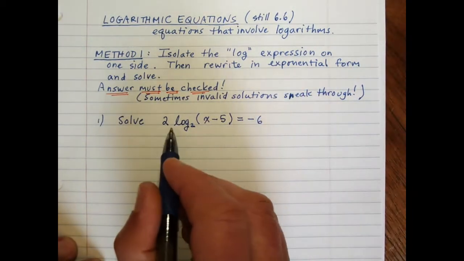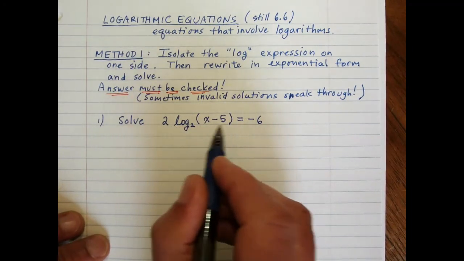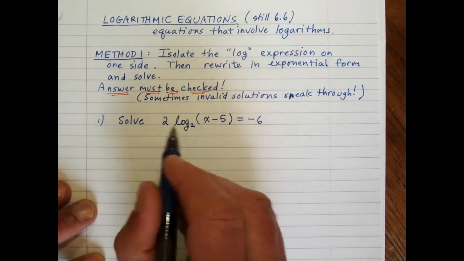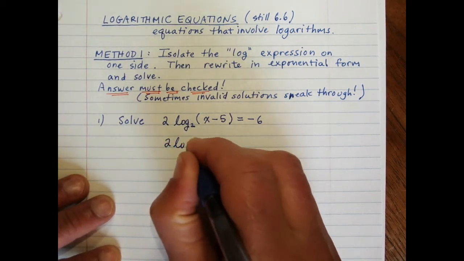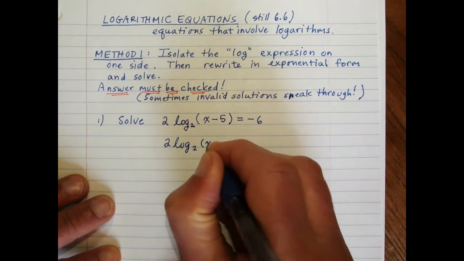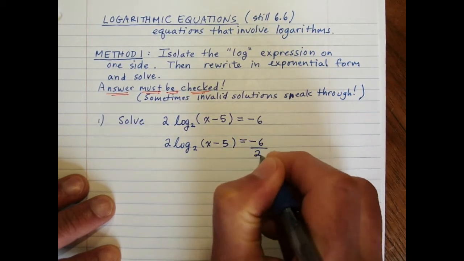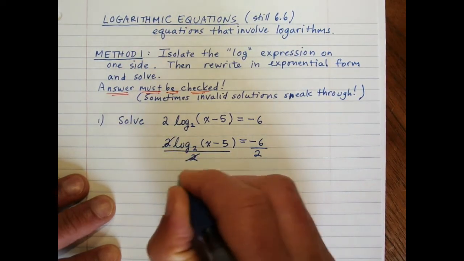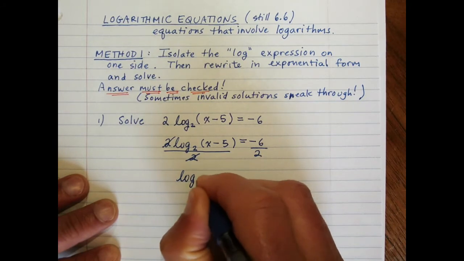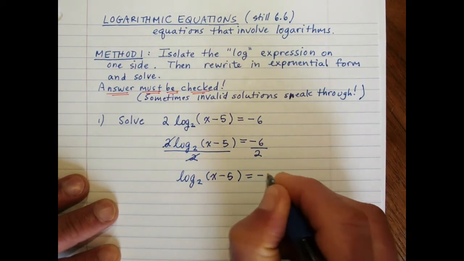So isolate the log expression. So log base 2 of x minus 5 is here. To isolate, we have to divide both sides by 2. I'm going to divide by 2 here to cancel the 2. Then I have log base 2 of x minus 5 equals -3.